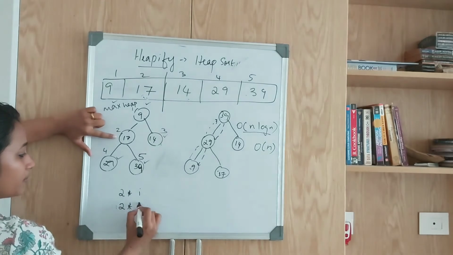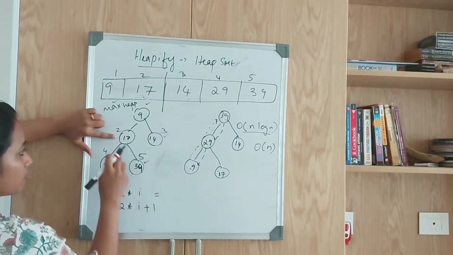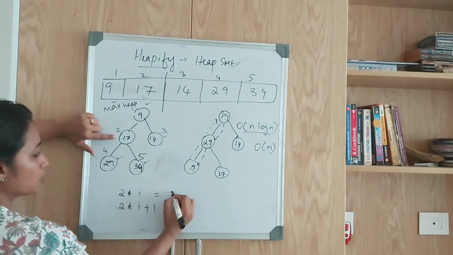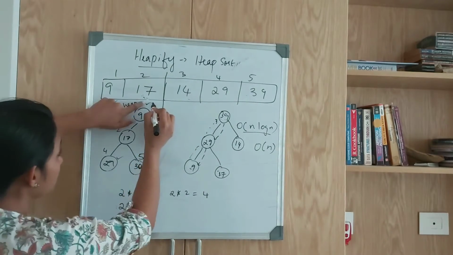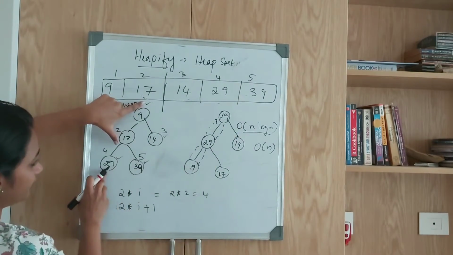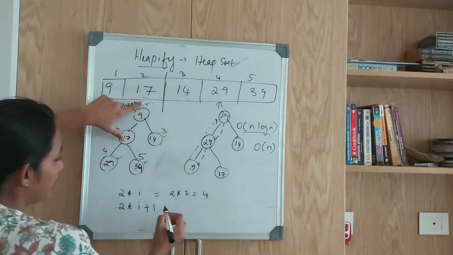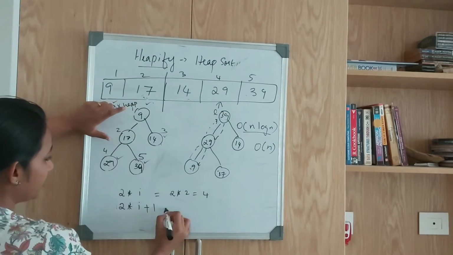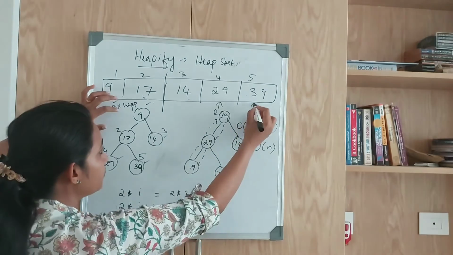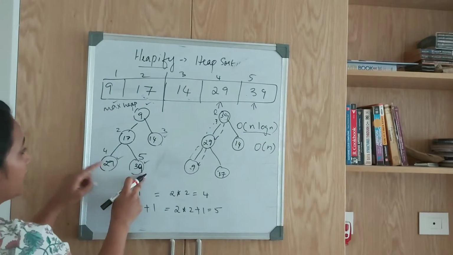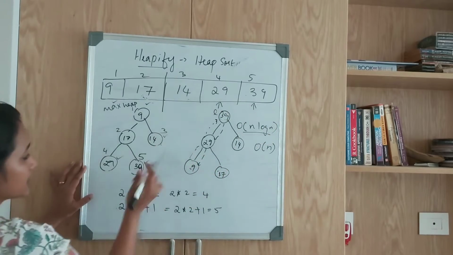And right child will be 2 into I plus 1. So what is the index of 17? That is 2. So 2 into 2 is what? 4. So now if you go to 4 and pick 27, this is the left child, and the right child is 2 into 2 plus 1, which is equal to 5. So the fifth node is 39, and compare these two, which one is greater.